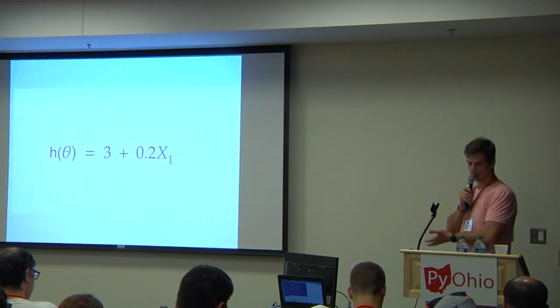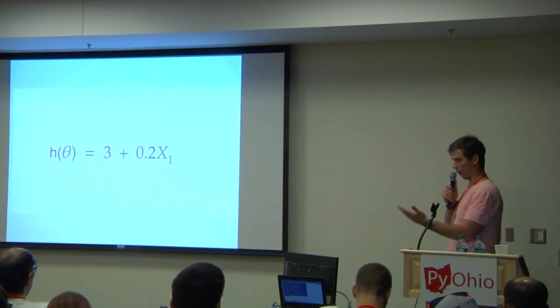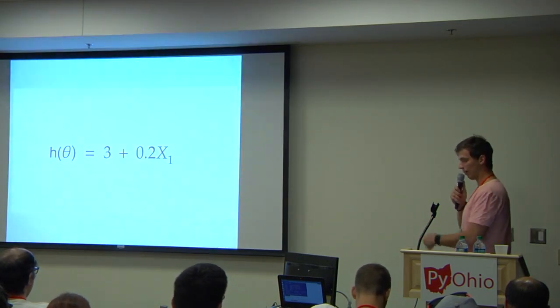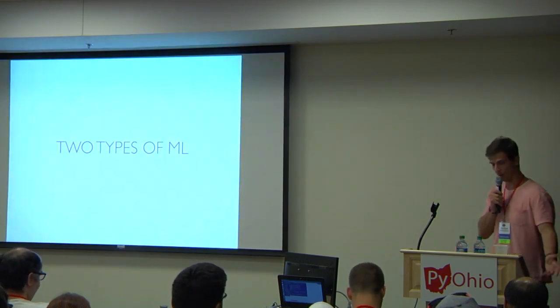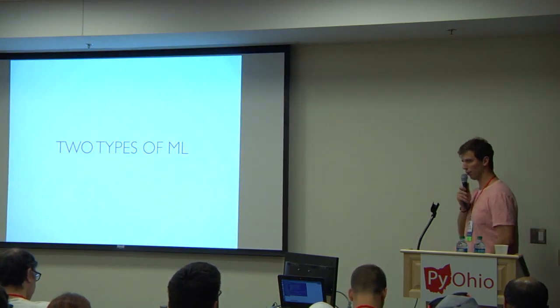All right, and hopefully this gives you an idea of how math works with machine learning and where it fits. Cool, so now that we've talked about math, let's talk about types of machine learning algorithms. There are two big groups.